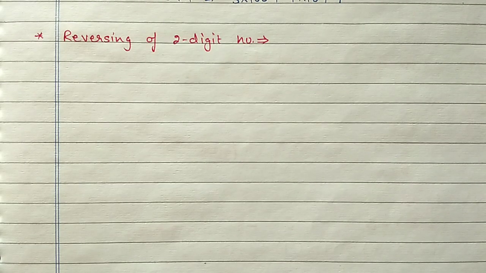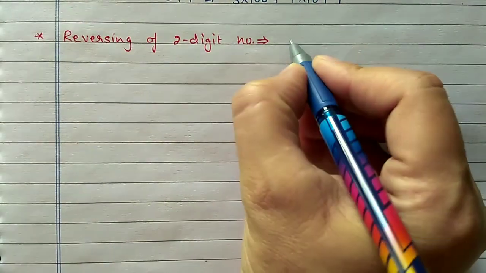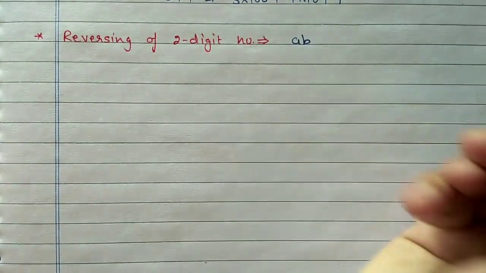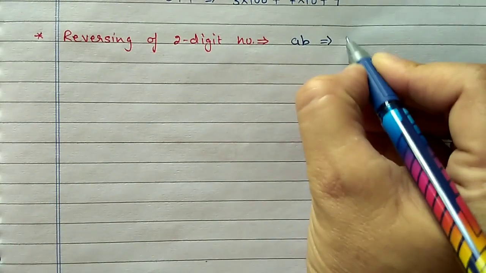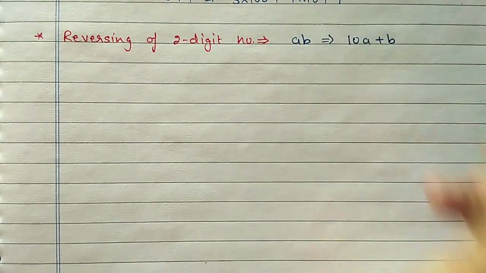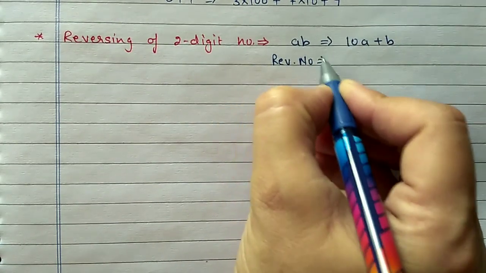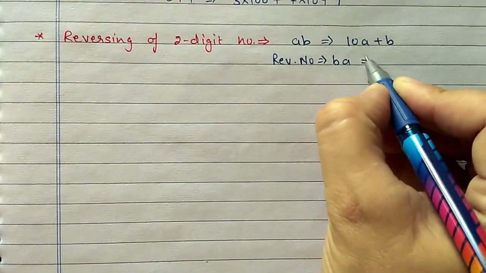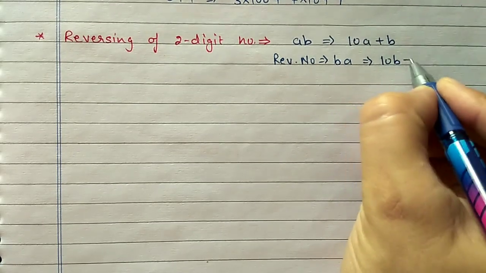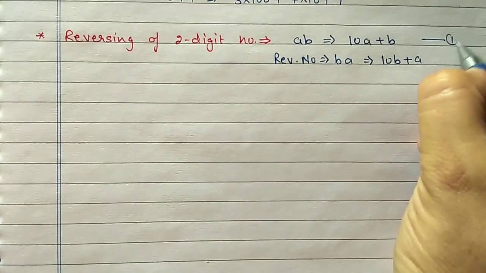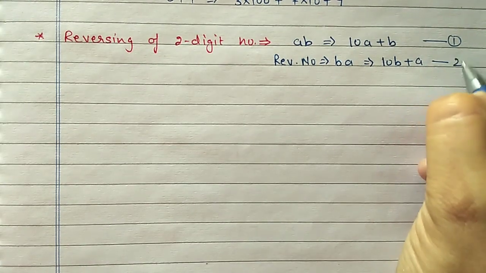The second thing you will learn here is reversing of a 2-digit number. If you have a 2-digit number and we reverse that number and then add both numbers or subtract both numbers, what will we get? For example, if we have a 2-digit number AB, then the general form of this number will be 10A plus B. If we reverse this number, the reverse number will be BA and the general form of this will be 10B plus A. So this is the original number and this is the reverse number.